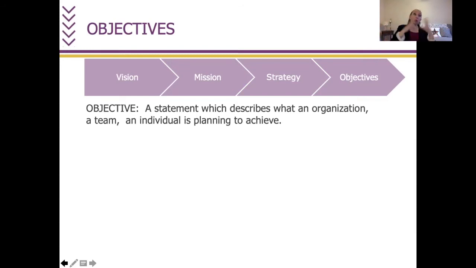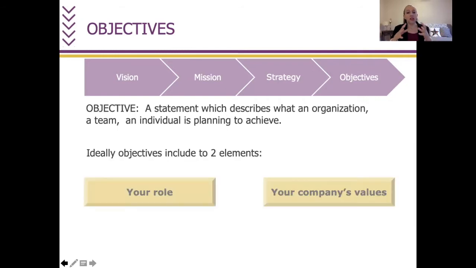Okay, so if we think about an objective, what is it? It's basically a statement that describes what an organization, a team, or an individual is planning to achieve. And that's it. And I want you to think about something when you're thinking about your objective, and it's the two elements that should be present within any kind of objectives. The first one is your role, and it's the what, which means concretely, what is it that I need to achieve?